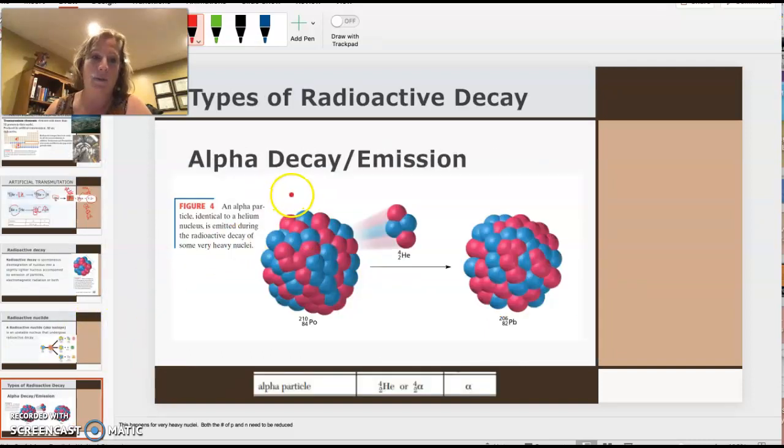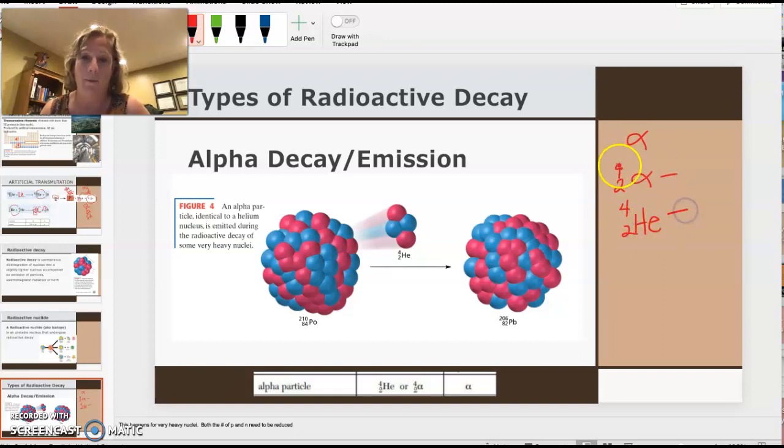So let's just talk about those types of decay that we did in the gizmo. The first type is an alpha decay, and an alpha is an alpha particle. Sometimes we use the Greek letter alpha. Sometimes we use that Greek letter with a mass number of 4, atomic number 2. And then sometimes we use helium. You can use any of those to show it. I like these two because then you know the numbers when you're trying to balance them.